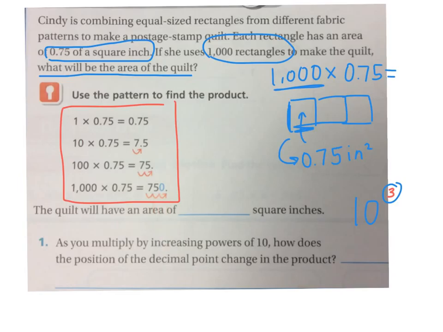750. Go ahead and write down that pattern. And then take a look at the pattern. What patterns do you see after you write it down?